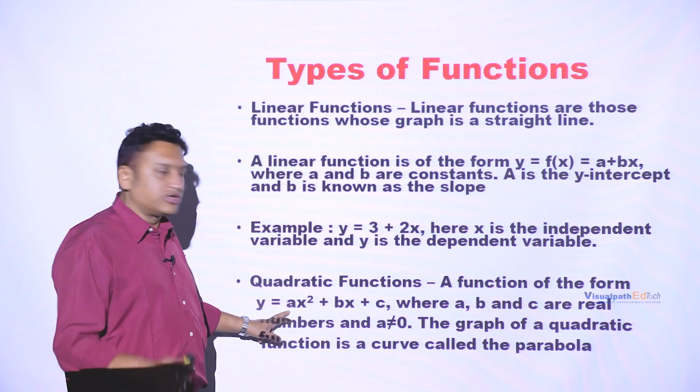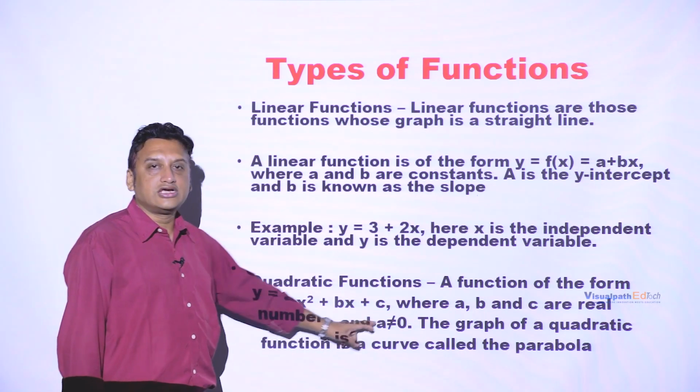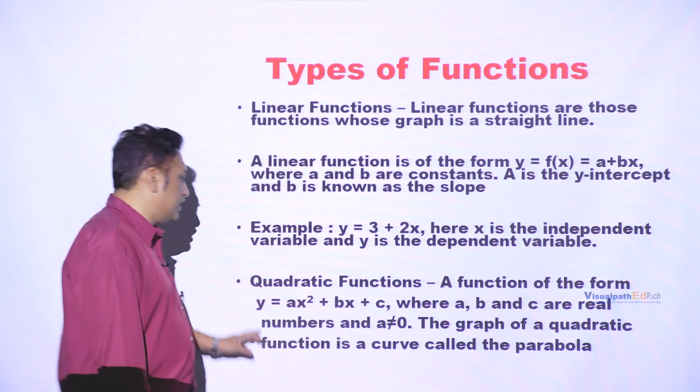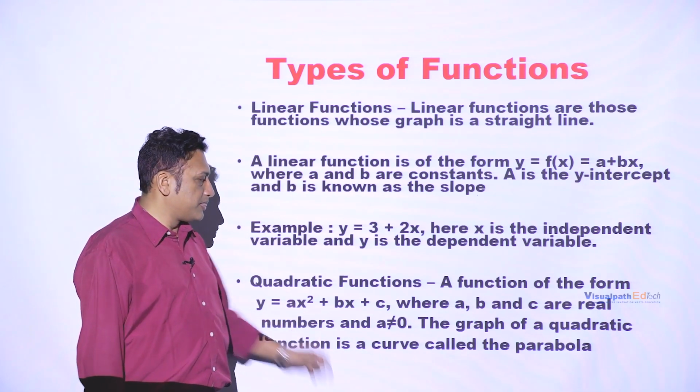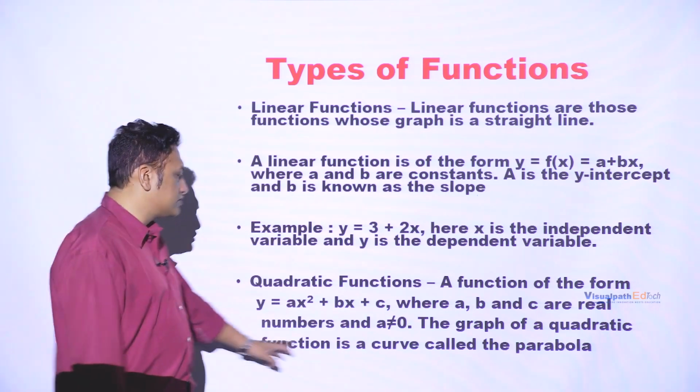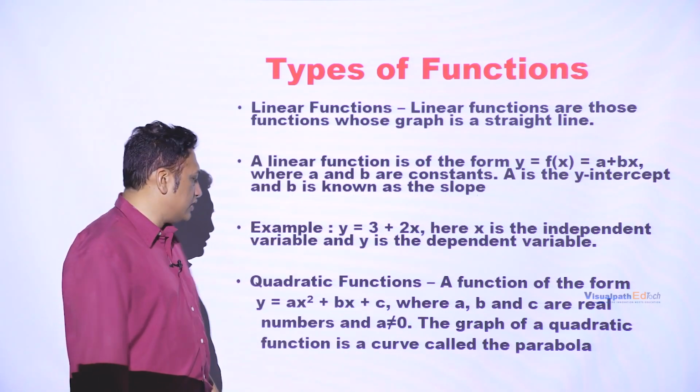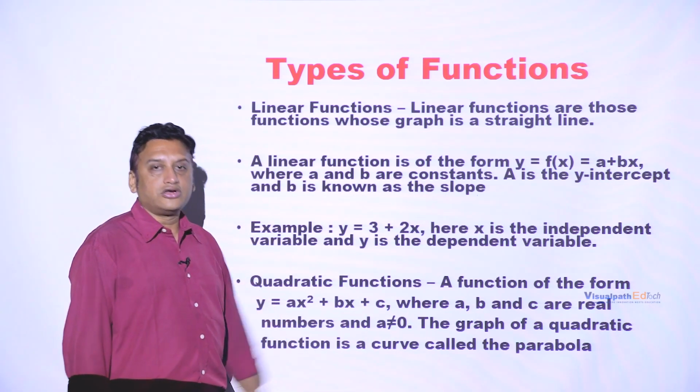Therefore, it is a very important condition that a, b and c are constants or real numbers, and a is not equal to 0, a cannot be equal to 0. Graph of a quadratic function is not a straight line, please remember. It is a curve which is called a parabola.